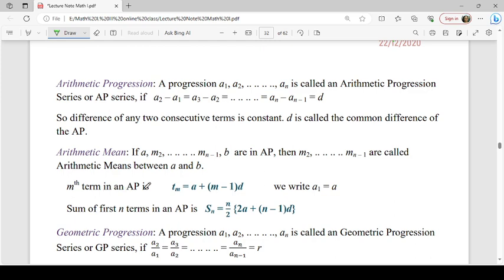Now the mth term in an AP, this is the formula, Tm is a plus (m minus 1) into d, and the sum of the first n terms is given by this one. a is the first term, d is the common difference, n is the number of terms.